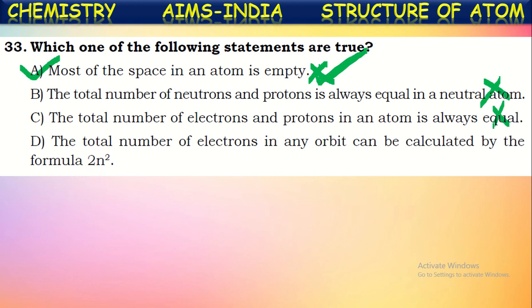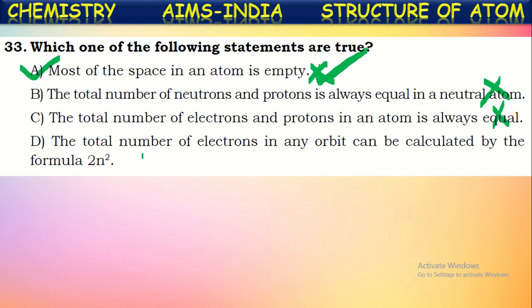In the formation of chemical bonds, atoms either lose or gain electrons. By that, the number of electrons will change. So then the number of electrons won't be equal to the number of protons. So we can say here the number of electrons is equal to the number of protons only in neutral atoms. It is not always equal. Okay.